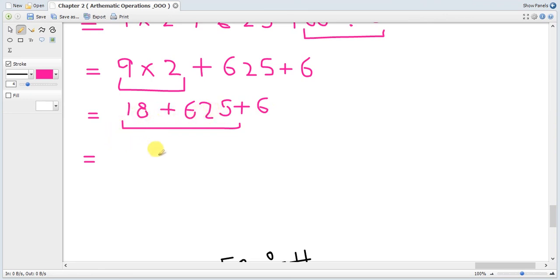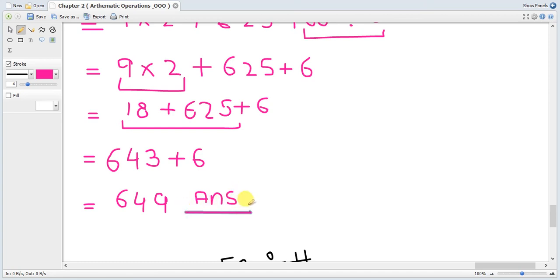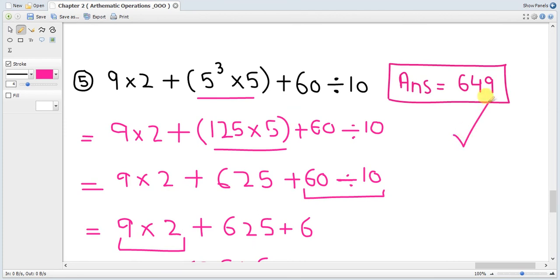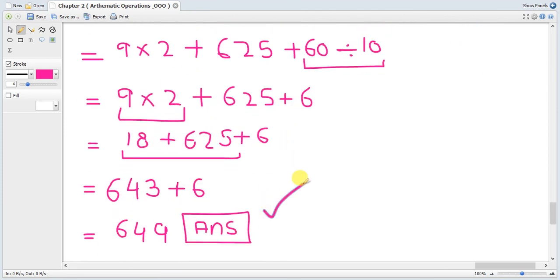8 plus 5 is 13. 1 carry, 1 plus 2 is 3. 3 plus 1 is 4. And over here we have 6, right? And the next number is 6. So 643 plus 6 is 649. So this is our answer. Okay, let's cross check. 649, 649.